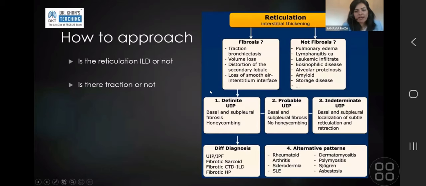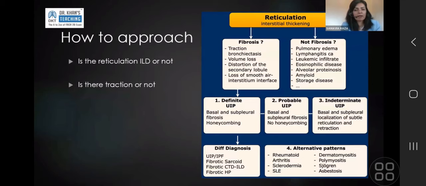So how would you approach a scan that shows abnormalities? First, you will see whether there is interstitial abnormality or whether there is interstitial lung disease. Lung disease means a disease process that needs a workup. Abnormality can be a transient change. It can be an insignificant change. It can be an incidental finding, a post-inflammatory focal area of change.